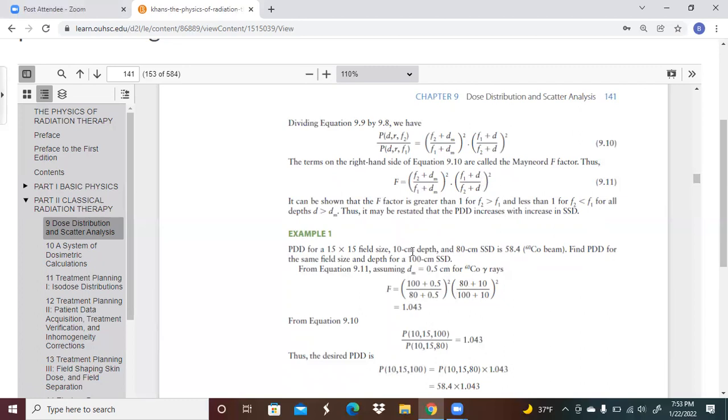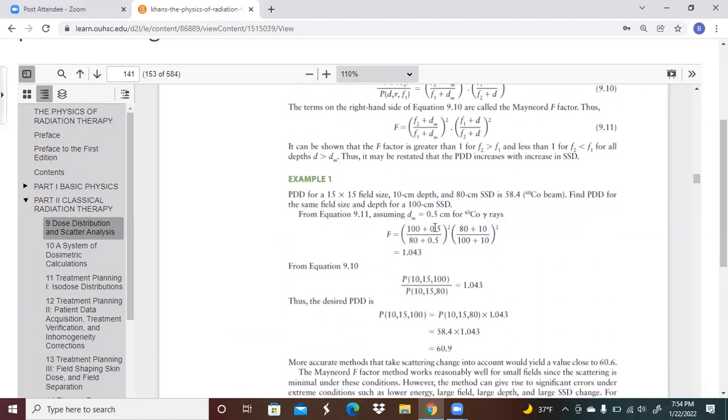The depth that we are interested in again is a 10 cm depth. I'm going to put that in here. The new SSD is going to be 100, and that's going to be placed here. And then d again is going to be 10. So if you go through the computations here, you're going to add those two together and then add those two together, and you're going to divide. And once you do that, then you apply the exponent on the outside. Same thing is going to be here. You're going to add the 80 to the 10, which is going to be 90. You've got 100 plus 10, that's going to be 110. So you've got 90 divided by 110. And then you take that ratio and you square it. When you multiply those two together, you end up with 1.043.